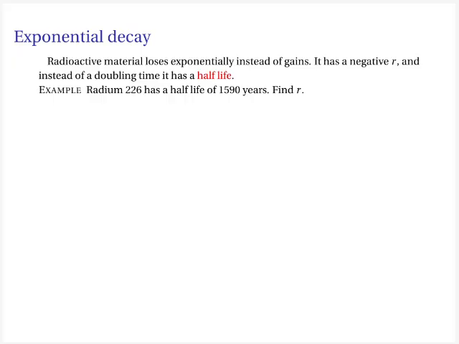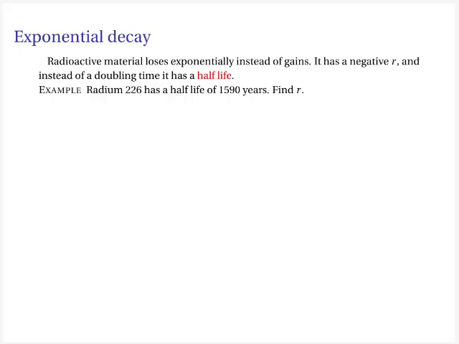So radioactive material loses instead of gains, so it has a negative r, but everything else is pretty much the same. Instead of a doubling time, it has a half-life. But everything else is pretty much the same. So one example here, radium-226 has a half-life of 1,590 years, and we're going to calculate r.